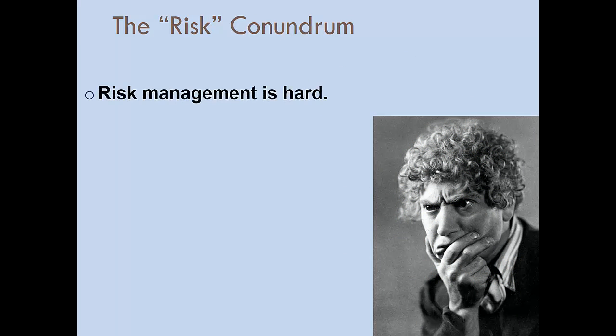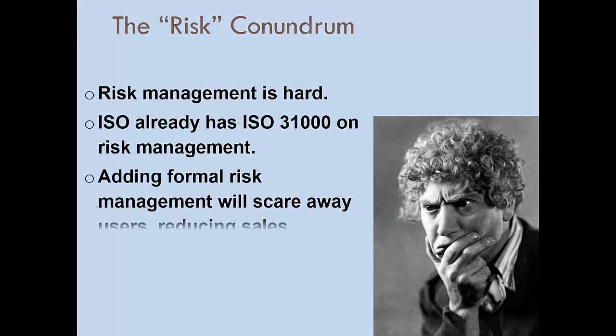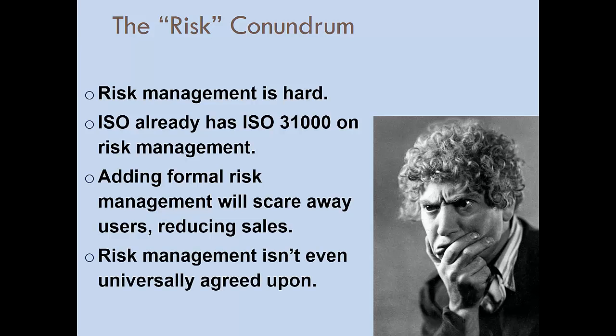Now, the risk conundrum was that TMB indicated that you must include risk in some form or another in ISO 9001. But risk management is really, really hard. And the other problem was that ISO already has a standard on risk management called ISO 31000. And so this was a little weird. Furthermore, they said that adding formal risk management is going to scare away users, and that would reduce sales.